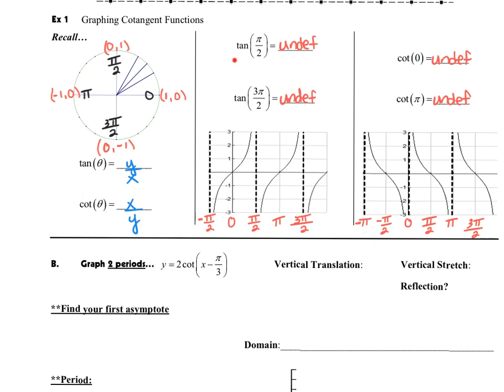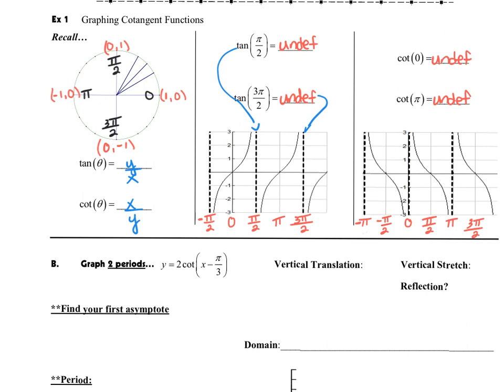For example, at tangent of pi over 2 and 3 pi over 2, it's undefined because we're doing 1 divided by 0 or a negative 1 divided by 0. Remember what that's going to do is that's going to give us these asymptotes. Anywhere it's undefined is going to create these asymptotes. And of course, those asymptotes will continue because it is periodic.